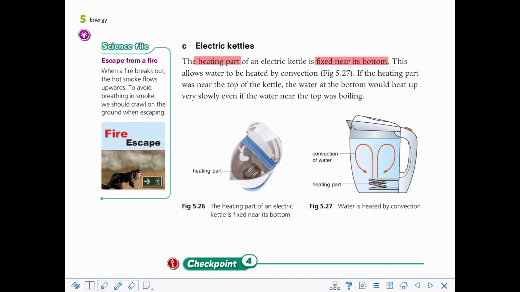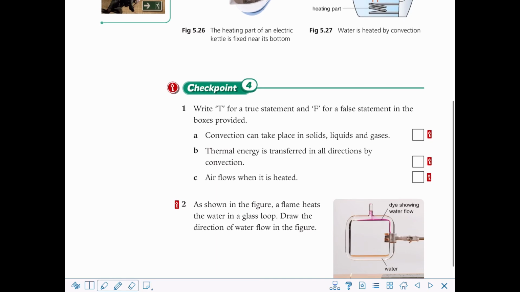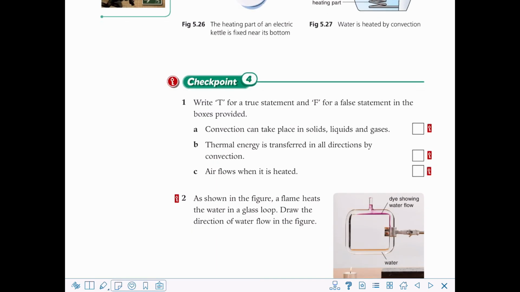Do checkpoint 4 now. Press the pause button. Continue this video when you are done. Now here are the answers. 1A. Convection can take place in solids, liquids, and gases. The answer is false. Convection cannot take place in solids. 1B. Thermal energy is transferred in all directions by convection. The answer is false too.